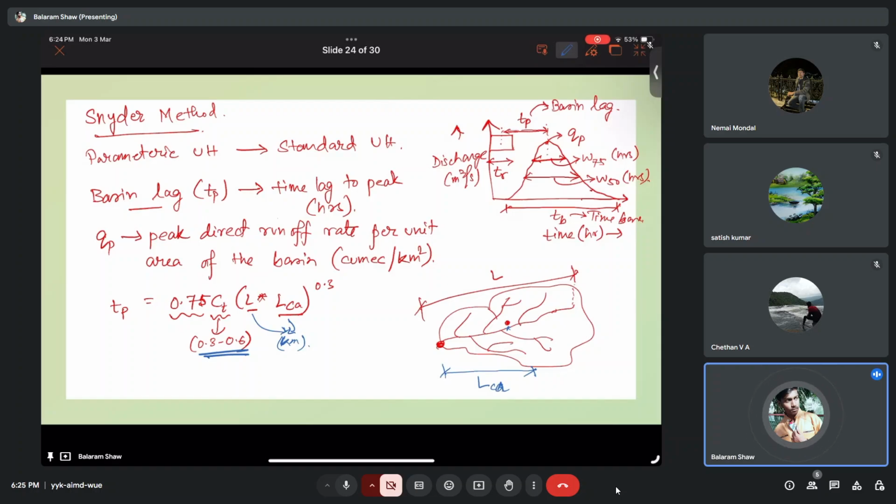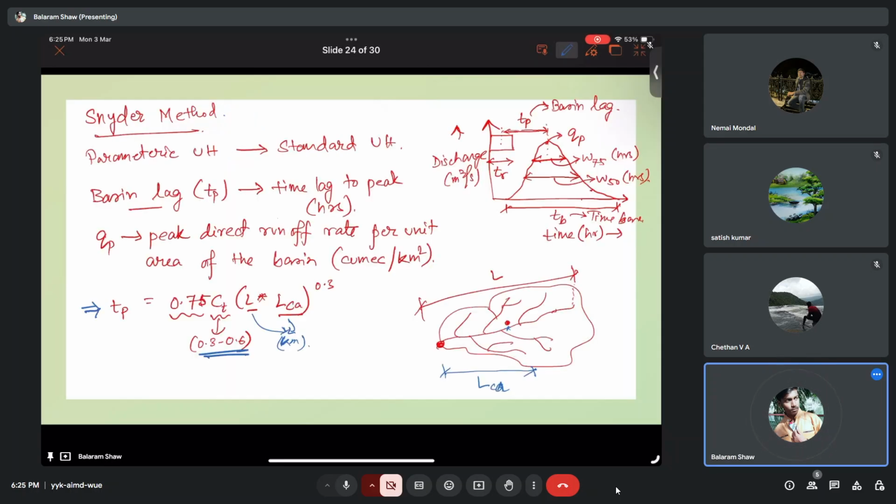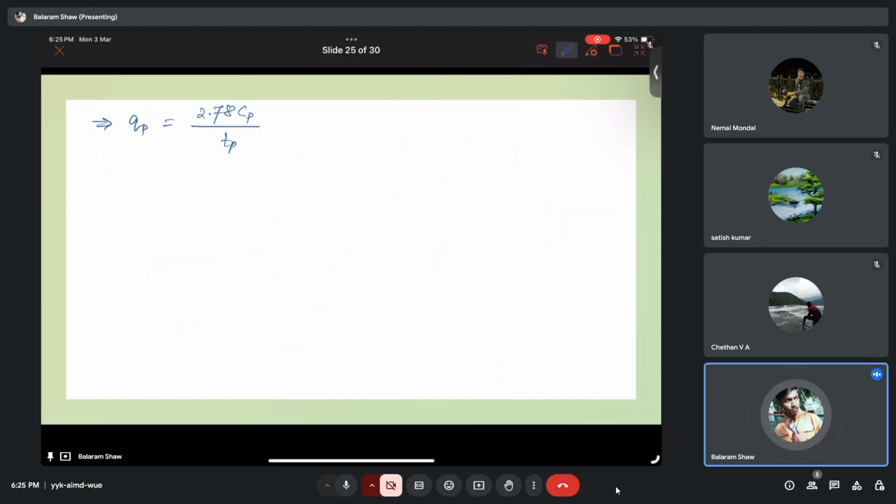So yeah, we have seen how we can get the basin lag. Similarly, we can get the peak runoff rate, that is QP. We write it as 2.78 into CP divided by TP. So TP we got from the last equation, and here again this CP is also a constant, and it ranges from 0.56 to 0.69.